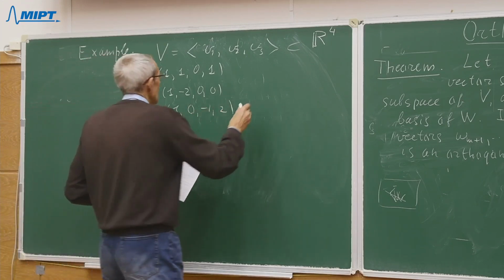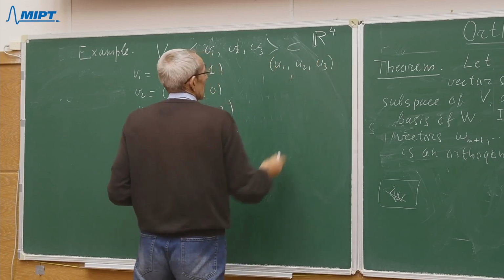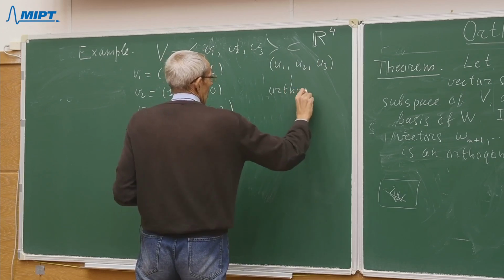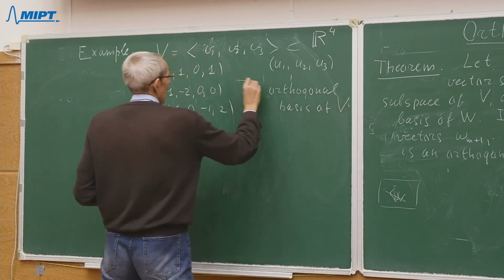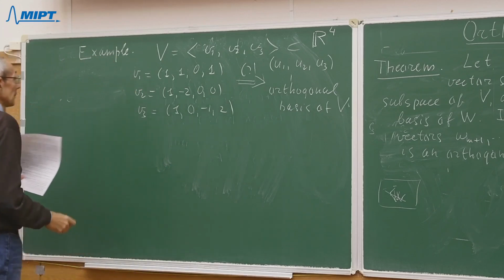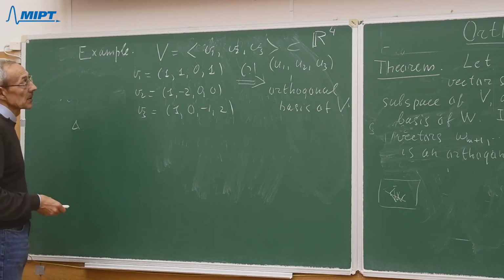And our task is to construct an orthogonal basis u1, u2, u3 of V. The solution of this problem is to apply the Gram-Schmidt orthogonalization algorithm to this system of vectors v1, v2, v3. And we will apply this algorithm step by step.